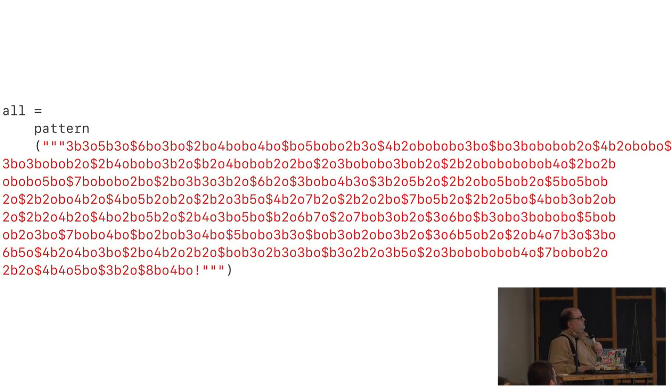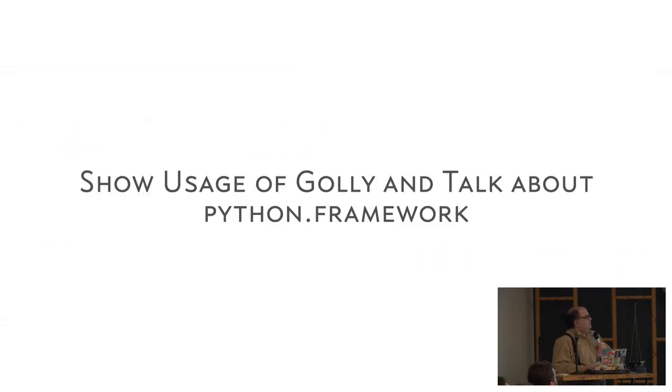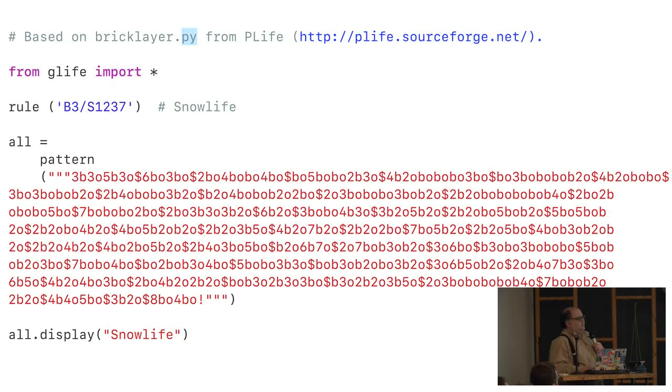So is that pattern the initial state? Yeah, the pattern is the initial state of the glider that I showed you. And then the rules are defined. So we have the import, and rule binds some kind of context variable.